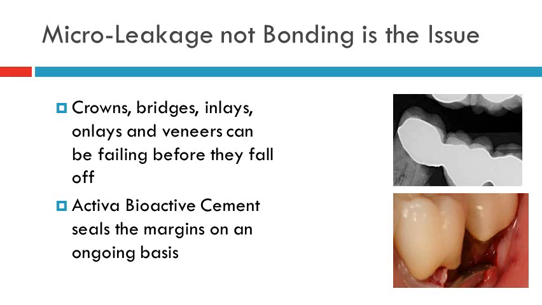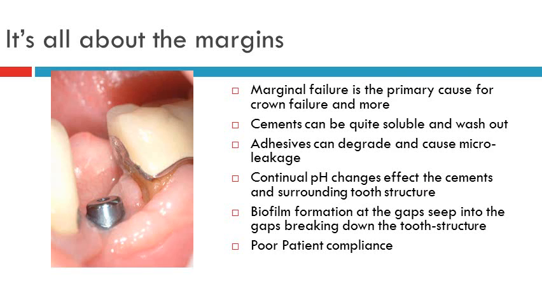The hope of ACTIVA bioactive cement is that it will seal the margins on an ongoing basis and prevent micro-leakage. So our focus is on the margins of the crowns. Marginal failure is the primary cause for crown failure and more. Cements can be quite soluble and wash out. Adhesives within the cements can degrade and cause micro-leakage of bacteria.